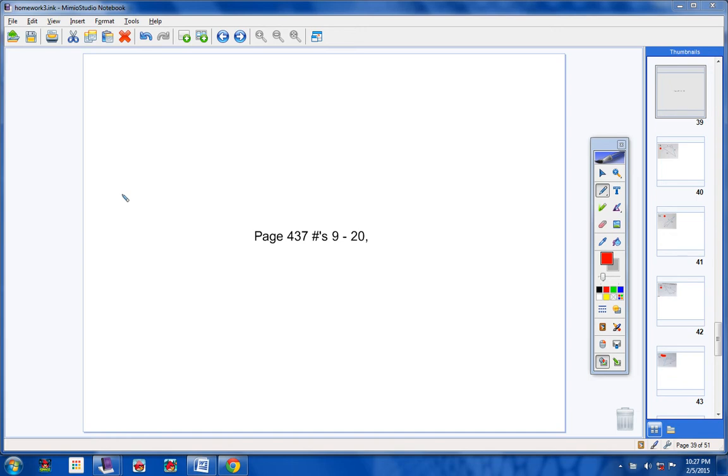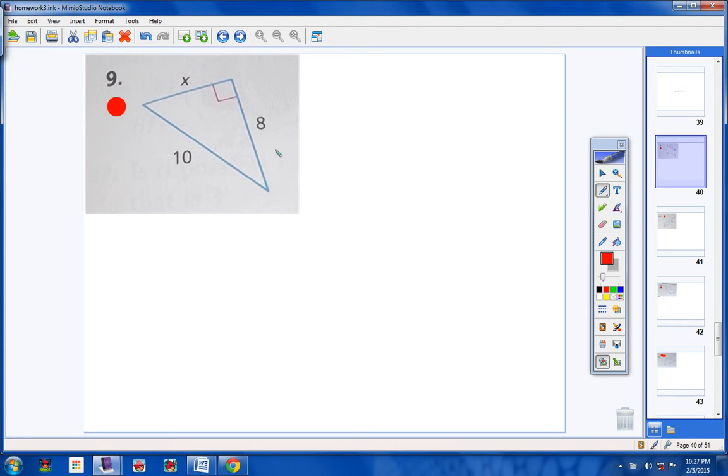Okay, there we go. Numbers 9 through 16, the directions say to find the value of x as a radical in simplest form. So we're not going to solve these, we're going to simplify them. We have a right triangle, so we can definitely use the Pythagorean theorem. One of your legs is x, the other leg is 8, and the hypotenuse is 10.